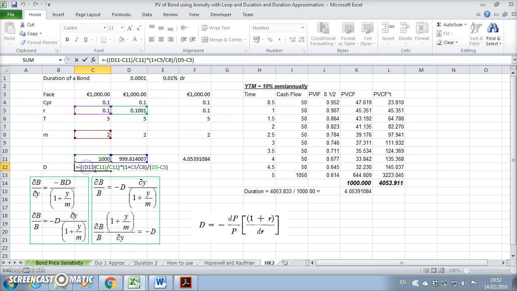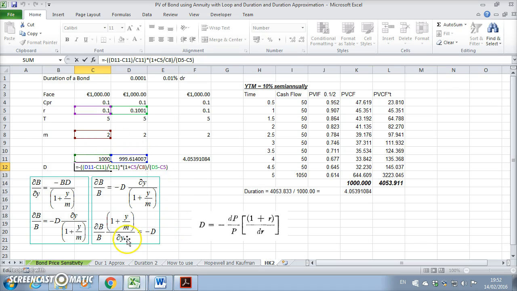So let's double click and see what's there. So the change in the bond price, you take the difference between these two, the change in the bond price, divided by the original bond price. The original bond price is 1000 because it was a par bond. And then we add 1 plus the rate of interest, C5 is the original interest rate, divided by M, divided by C8, M here is 2.